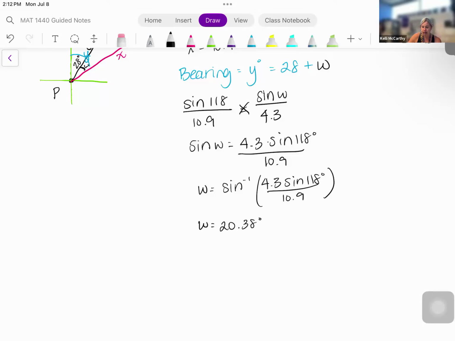And if we go back to the top there, we see that our bearing is equal to 28 plus this 20.38 degrees, or 48.38 degrees.